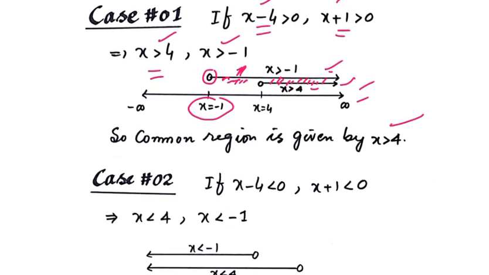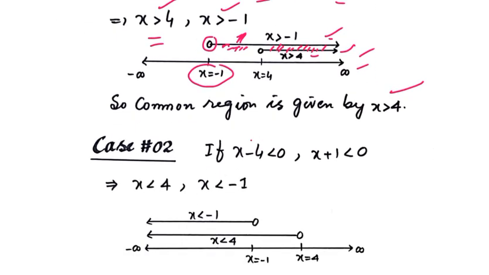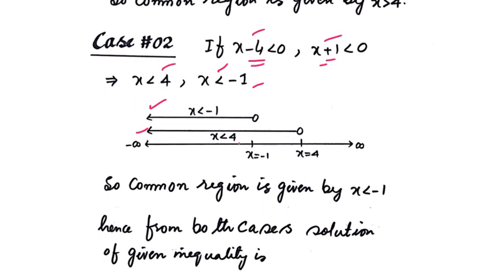Case number 2. When both of the factors x minus 4 and x plus 1 are negative, this gives x less than 4 and x less than minus 1. Now x less than minus 1 means this is the region to the negative side of infinity, and x less than 4 also shows the numbers are on the negative side. Now the common region is x less than minus 1, because this region is not common in both inequalities. So the common region is given by x less than minus 1.